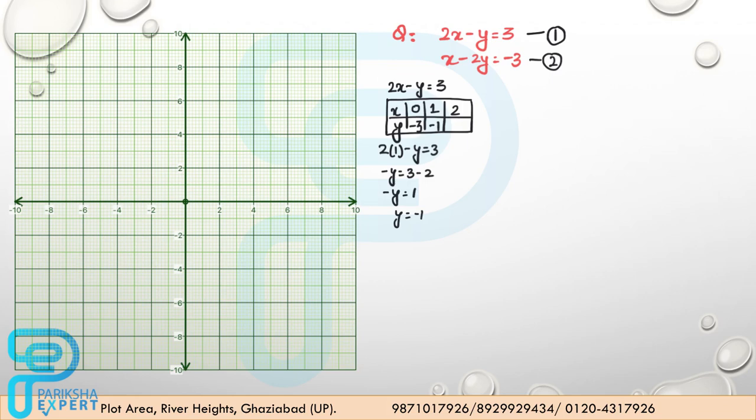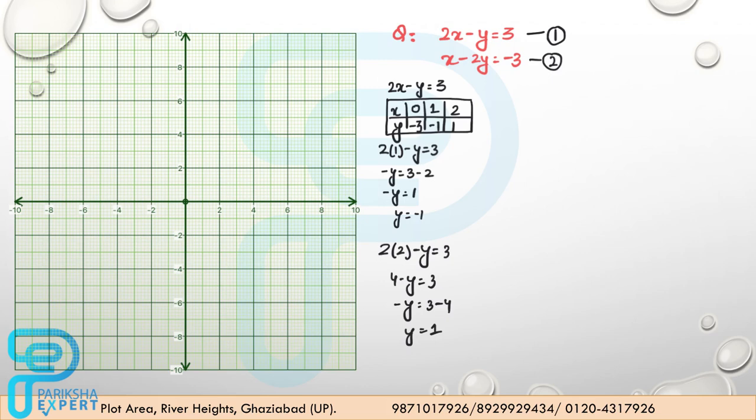Now if I take the value of x as 2, we get 2 times 2 minus y is equal to 3, or 4 minus y is equal to 3, or minus y is equal to 3 minus 4, which will give us y as 1.